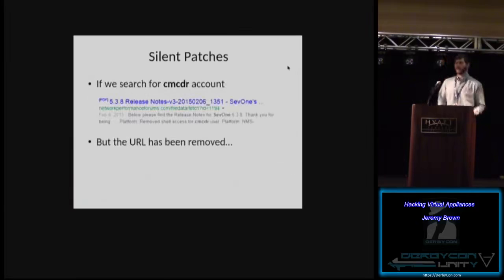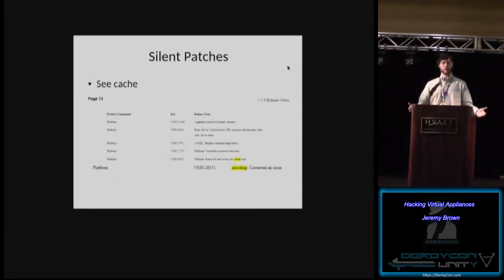So I did a search for CMCDR because that's what you want to do to make sure you didn't miss this somehow, and it's not actually a documented account. So did a search, and I found some release notes for a later version on some random website, and the URL had been removed. That was super suspicious of me. I'm like, it's not even the Sev1 website, and they already took it down. But thankfully, we used Google Cache, and we're able to still see what it was. So you probably can't read it, but page 13, remove shell access for CMCDR user.